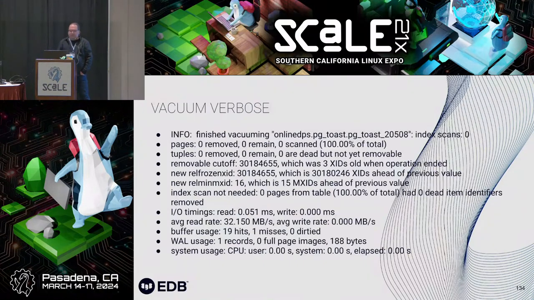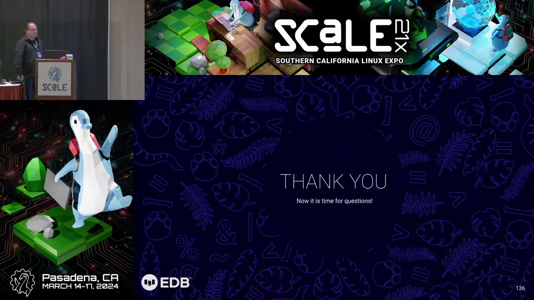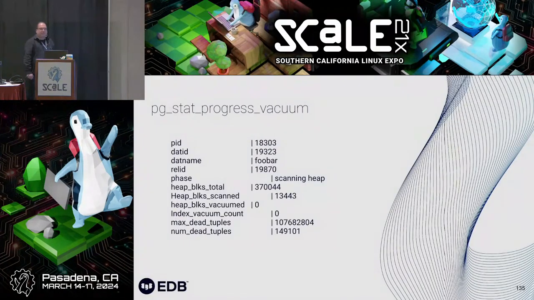Okay, so again, we love verbose output. This is one of the verbose outputs. I think in Postgres 14 and 15, some people added more output in here. This is one of the things that I really like, one of the views in Postgres, which is called pg_stat_progress_vacuum. It shows you what is being done, how the process is going, et cetera.